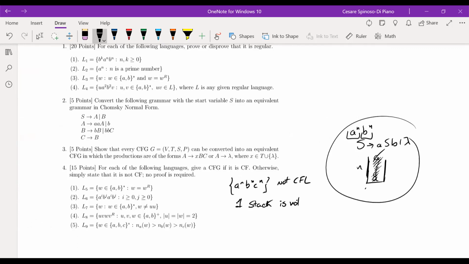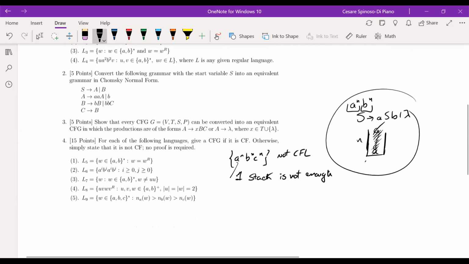So if something is not context free, the intuition is that one stack is not enough. That's the intuition I can kind of give you. So for instance, here, it's not enough because I push n A's, then I pop n A's for the B's, but then I've lost track of the number n for my C's, okay?